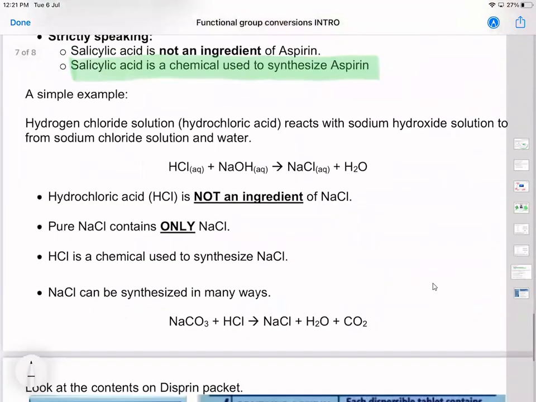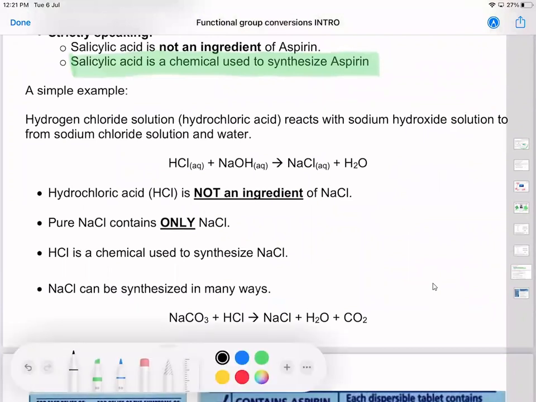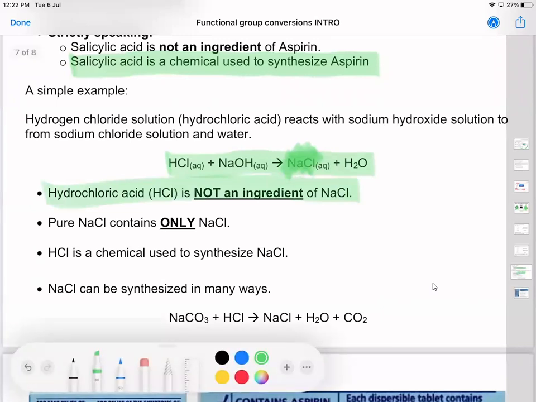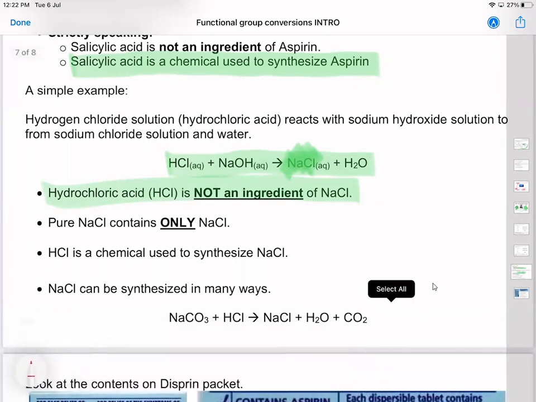Cool. So another example, just to highlight the fact, is that if you take hydrochloric acid and you mix it with sodium hydroxide, you'll produce sodium chloride. But would you agree with me that hydrochloric acid is not an ingredient of NaCl? Would you agree with me? Yeah. So what do you mean by ingredient? Yeah, so it's a very good question. Thank you. I'm glad you asked it because we need to explain it.